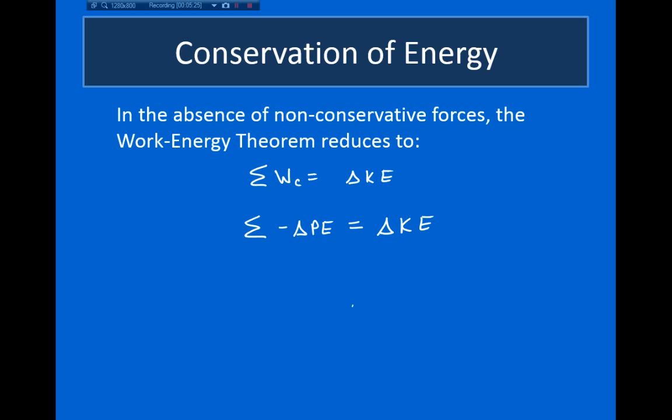So let me go ahead and write this out. This is saying the sum of minus the change in the potential energy, so minus the final potential energy minus the initial potential energy, remember, delta is always final minus initial, is equal to the final kinetic energy minus the initial kinetic energy.